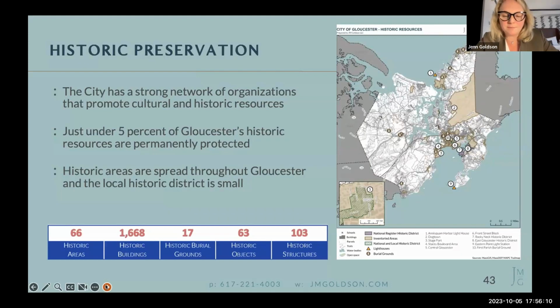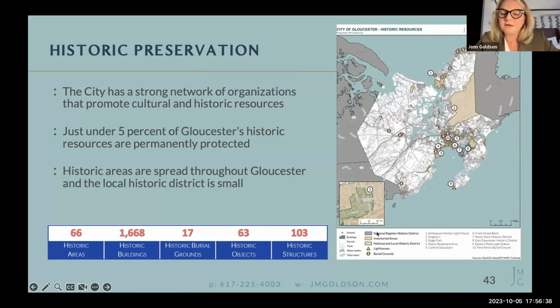And so what do I mean by permanently protected? I mean they're either in your local district or they have a preservation restriction. And your local district is relatively small compared to all the resources that you do have. And then you can see on this map, we've mapped using the Massachusetts Historical Commission's database that's called MACRIS. We mapped where all your historic resources are, and you can see on this map the different levels of protection.